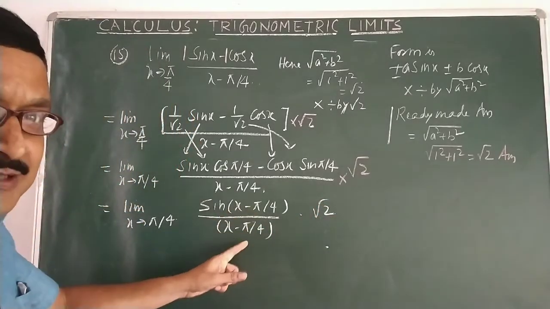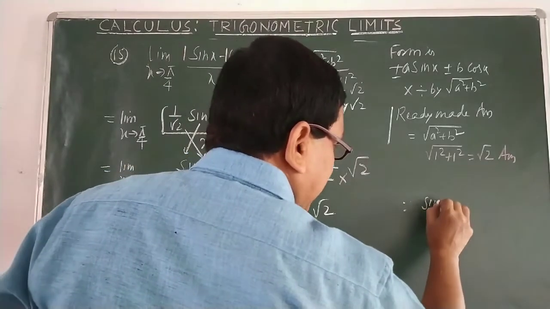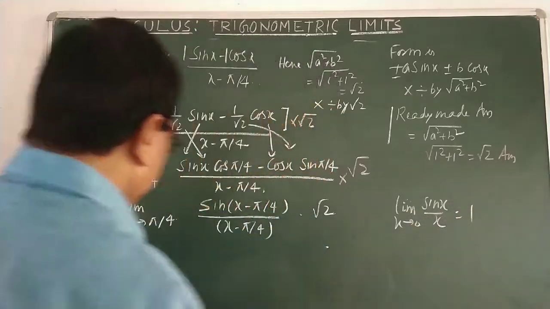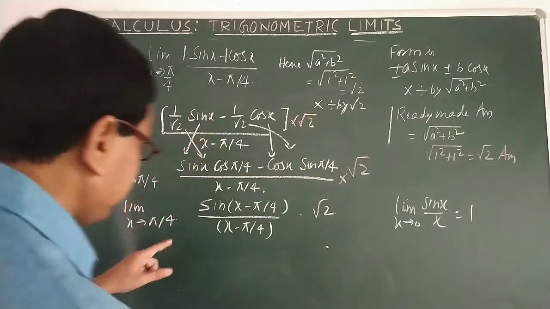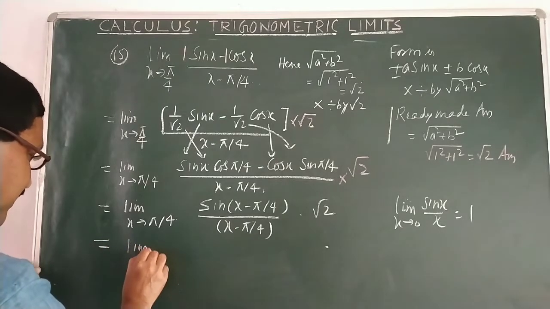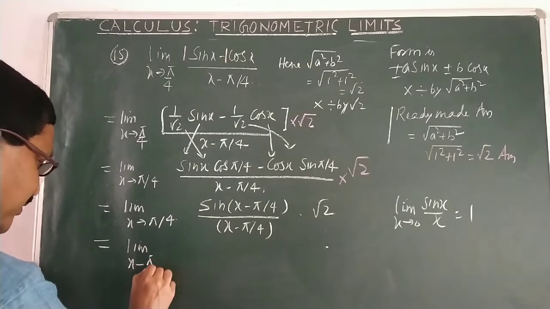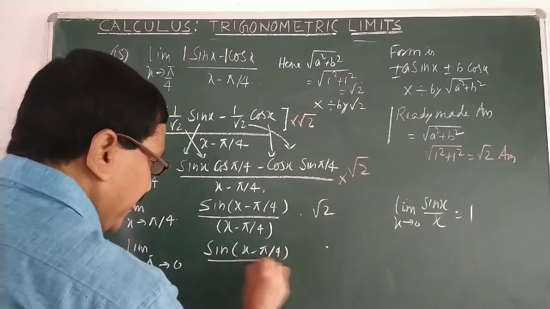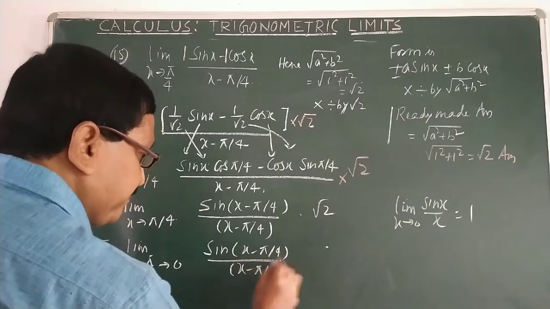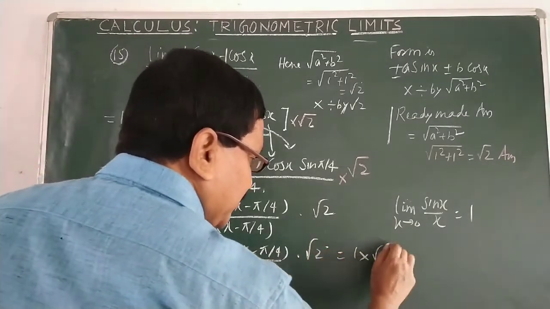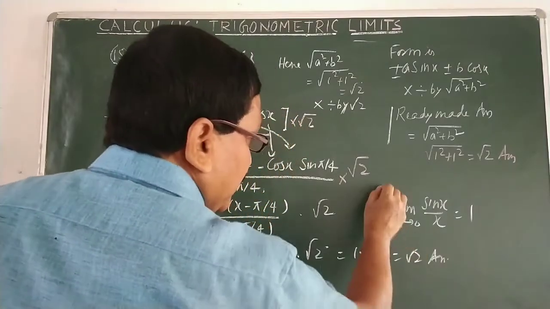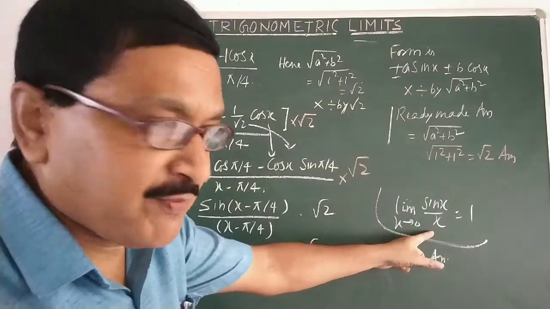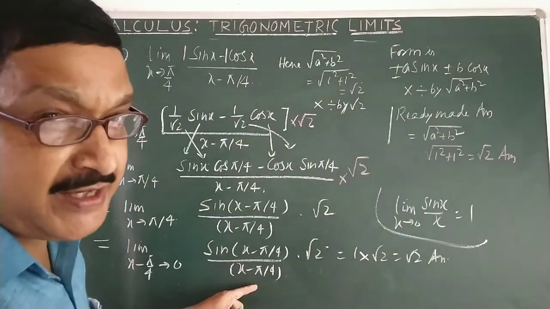Now we know that the limit of sin x by x as x tends to 0 is equal to 1. The same formula will be in action here, so we can write limit x minus pi by 4 tends to 0, sin of (x minus pi by 4) upon (x minus pi by 4) into root 2. So this is 1 into root 2, which is root 2, the answer. So you have seen that sin x by x is 1, so sin of this by this is also 1. For any angle this is true.